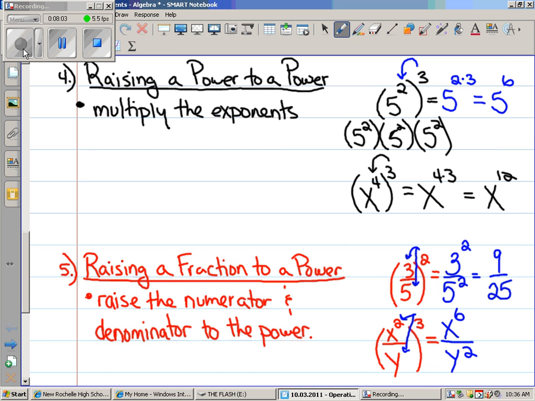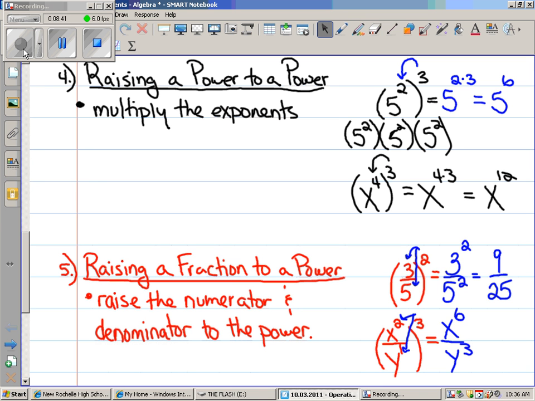This is y squared, raising it to a power. Raise the numerator and the denominator to the power. You see how there's a y down here, and you don't see a number up over here? That's a 1, because anything to the first power is itself. So it's x to the 6th, y to the 3rd, because you multiply the numbers. We'll get used to this. We're going to practice this for a long time.